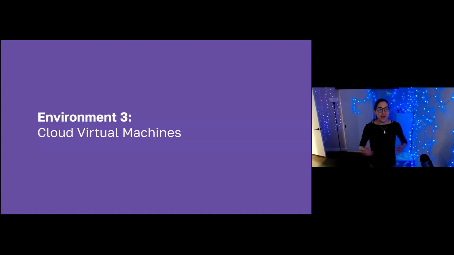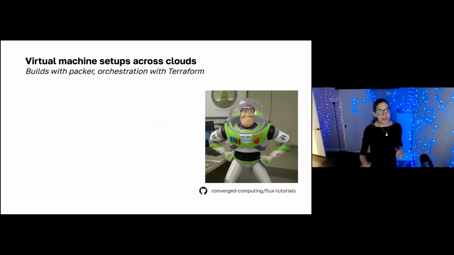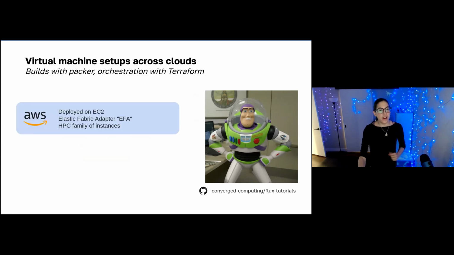Okay, let's move back to the cloud. Actually, we never really left the cloud. And okay, we're going to talk about virtual machine setups. So all of our setups are built with Packer, which is used to build the VMs, and we orchestrate with Terraform to infinity and beyond, actually just on my local machine. So the first one in AWS, we deploy to EC2. We use the Elastic Fabric Adapter, or EFA, and we use those HPC family of instances. So the HPC 7G, the 7A, and the 6A are the ones we've traditionally used.